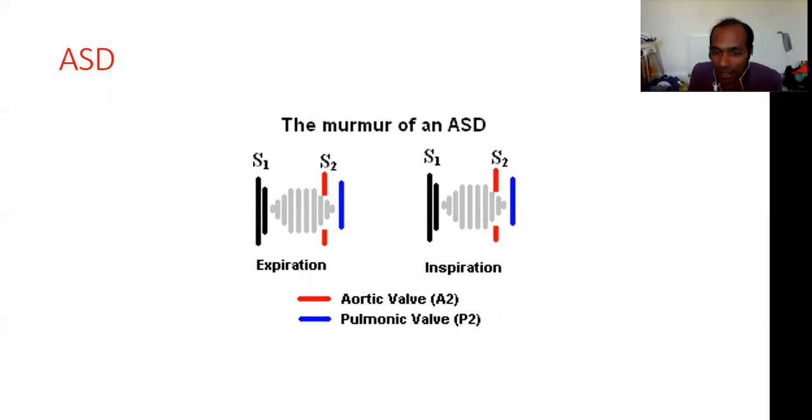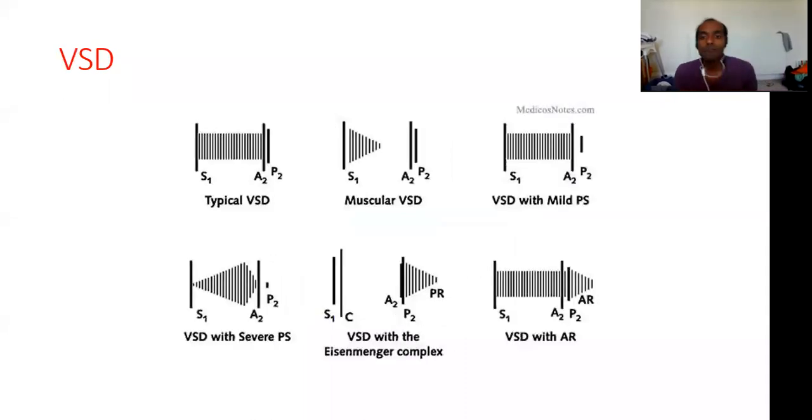ASD is not of much importance. Don't worry too much about that. But remember, it causes fixed splitting of the second heart sound. Remember that from your cardiovascular module. And VSD, basically the murmur is best heard at the left lower sternal edge. It's a very loud murmur. Heard all over the place, but it does not radiate. The difference with radiation is you have to hear it in the same or almost the same intensity in another area. If it is heard everywhere, it doesn't radiate. So VSD is a pansystolic murmur, left lower sternal edge.